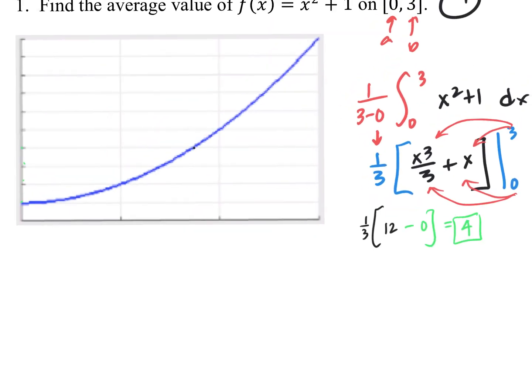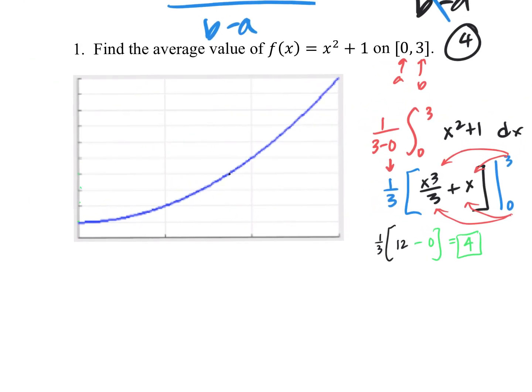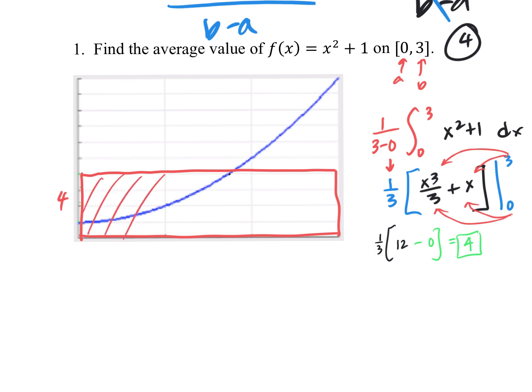So maybe we should show ourselves what that actually means. If we went up 4, that's saying this red rectangle has the exact same area as this black area under the curve.